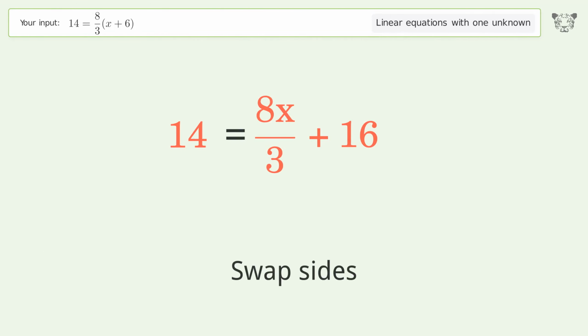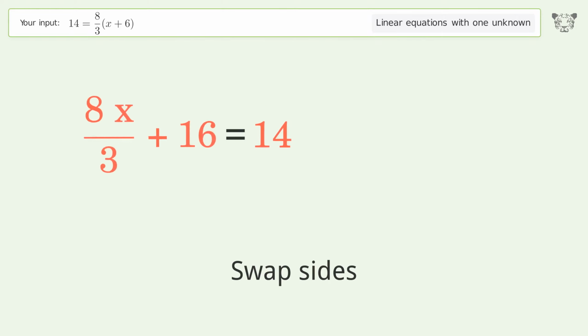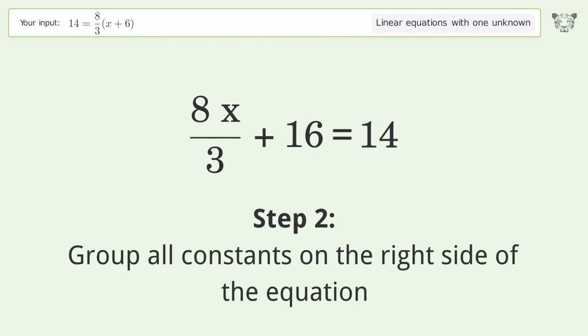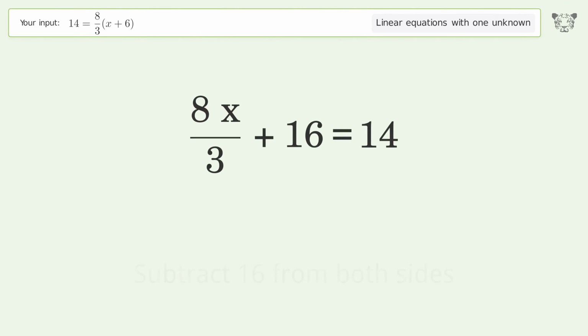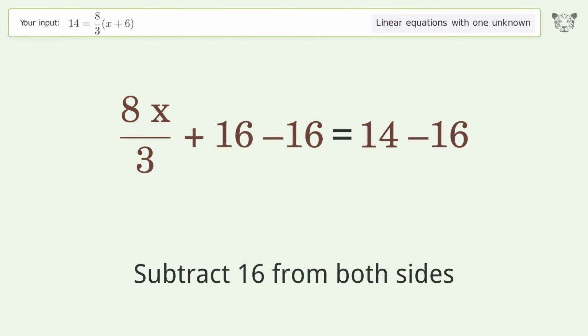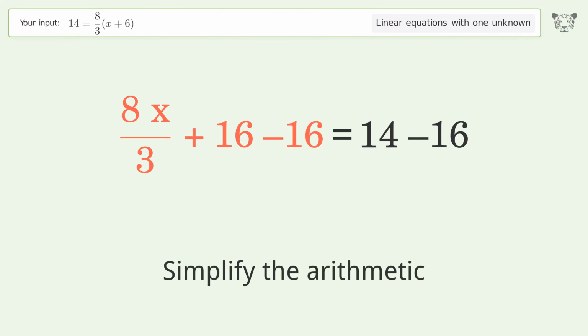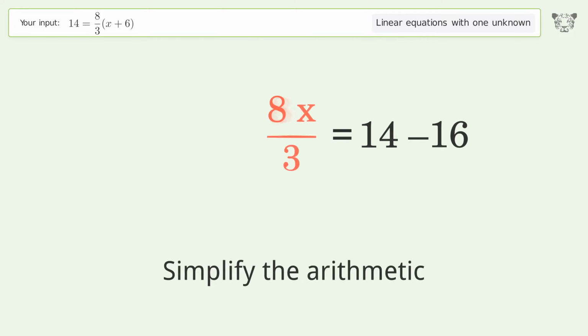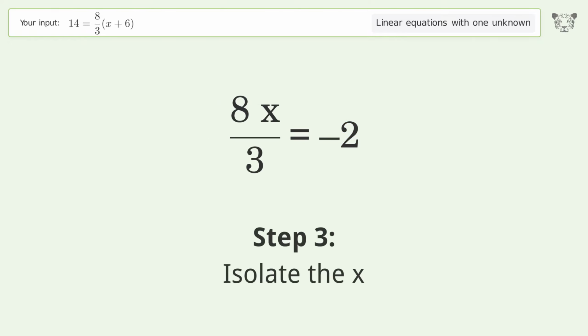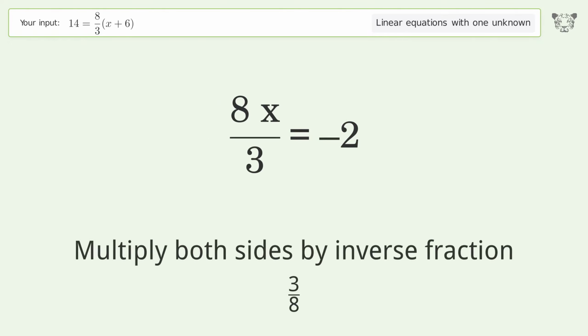Swap sides. Group all constants on the right side of the equation. Subtract 16 from both sides. Simplify the arithmetic. Isolate the x. Multiply both sides by the inverse fraction 3/8.